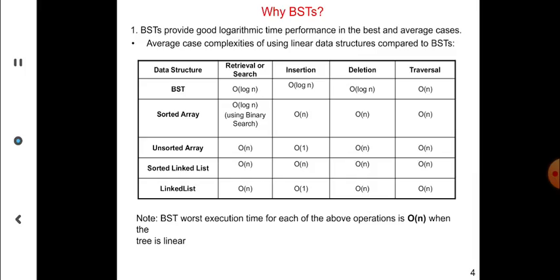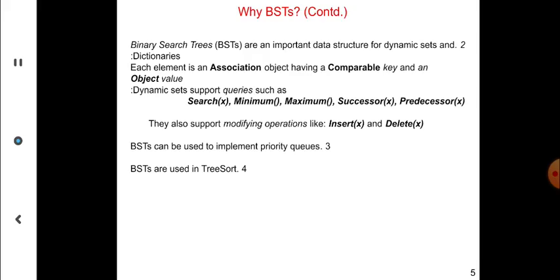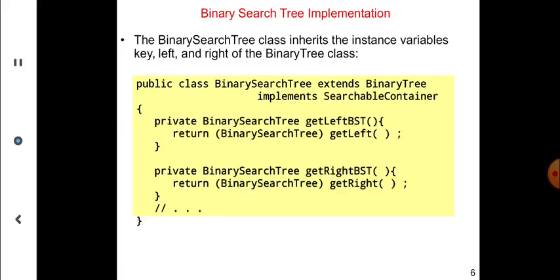But the question is why BST? BST provides good logarithmic time performance in the best and average case, compared to the average case complexity of using linear data structures. BST provides much better performance than sorted array, unsorted array and other types of data structure for searching numbers. So binary search trees are an important data structure for dynamic sets and dictionaries. Each element in an associated object having a comparable value, we can search at the lowest possible time.